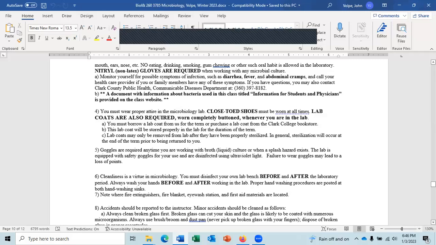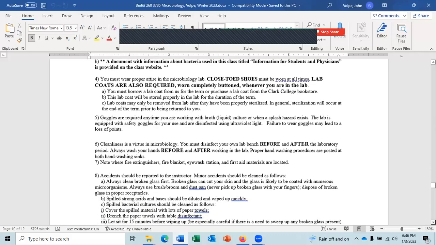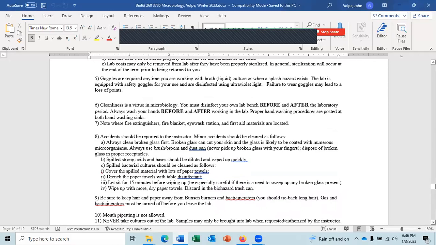All right, there is some safety equipment in the lab, like you should know where fire extinguishers are, fire blanket, eye wash station, first aid material. You don't really need to know that because you won't be in a real microbiology lab, but you should know about the safety equipment. Any accidents should be reported to your instructor. Minor accidents should be cleaned as the following. Always clean broken glass first.